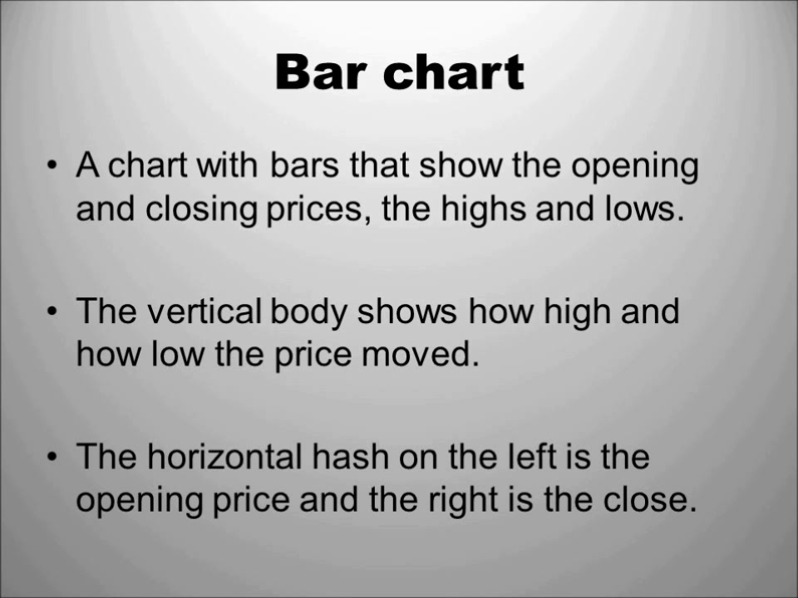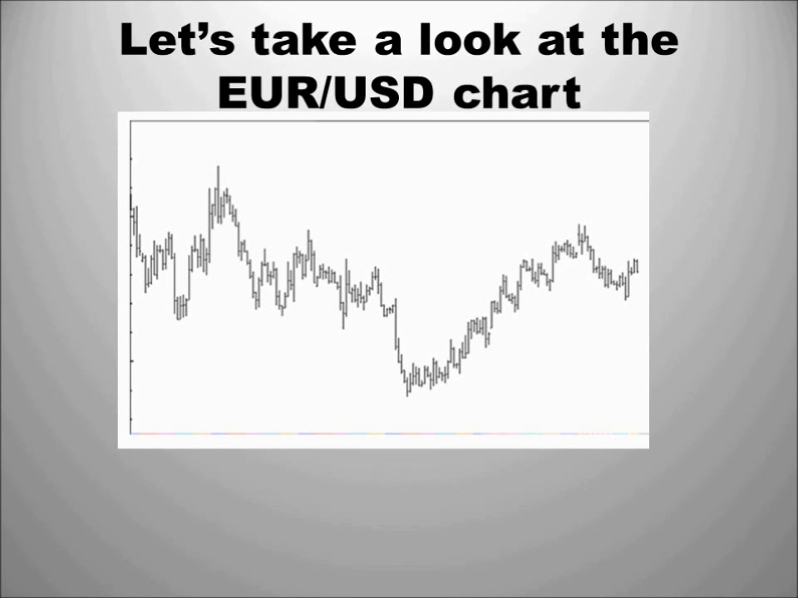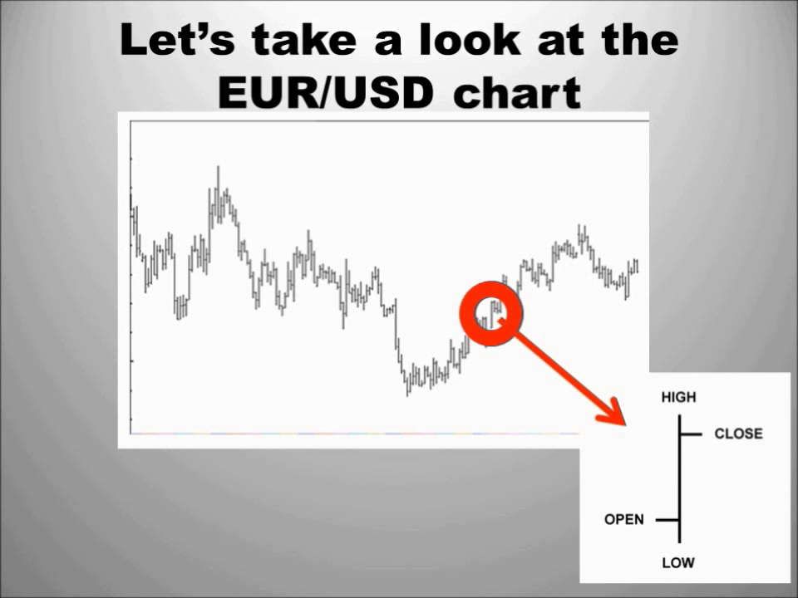So let's look at how a bar chart appears. This looks a lot different from the line charts. As you can see, we have bodies instead of lines. Now, here's a close-up look at one of these bodies. Here we have a vertical line with two horizontal lines attached to the vertical line. The top of the line is the high for the day. The bottom is the low for that trading period or trading day, depending on what chart you're looking at.